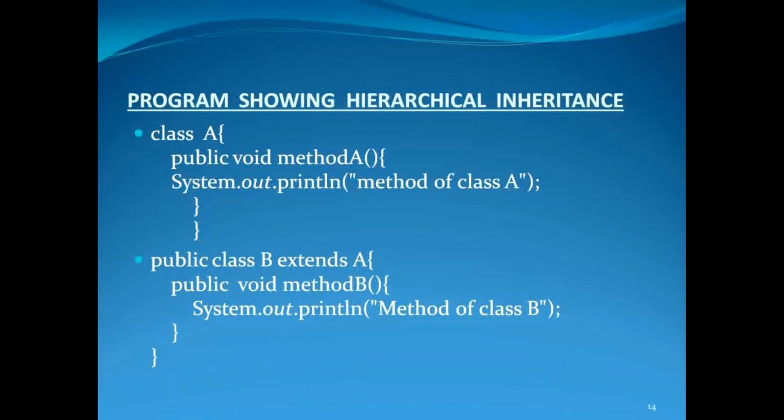Similarly, class B extends A. Extends what? It takes the fields and methods of the base class, that is A. So method is not a field but a method. This method is taken by the class B. Class B is the derived class. Plus, it also has its own method, that is method B. So, class B has got two methods, that is method B and method A.